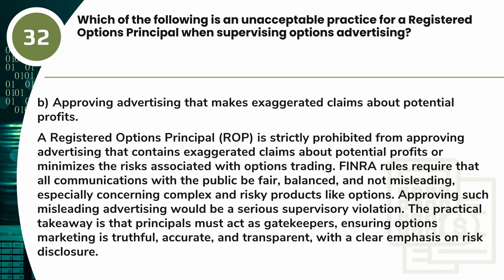Answer: B. Approving advertising that makes exaggerated claims about potential profits. Explanation: A registered options principal (ROP) is strictly prohibited from approving advertising that contains exaggerated claims about potential profits or minimizes the risks associated with options trading. FINRA rules require that all communications with the public be fair, balanced, and not misleading, especially concerning complex and risky products like options. Approving such misleading advertising would be a serious supervisory violation. The practical takeaway is that principals must act as gatekeepers, ensuring options marketing is truthful, accurate, and transparent, with a clear emphasis on risk disclosure.